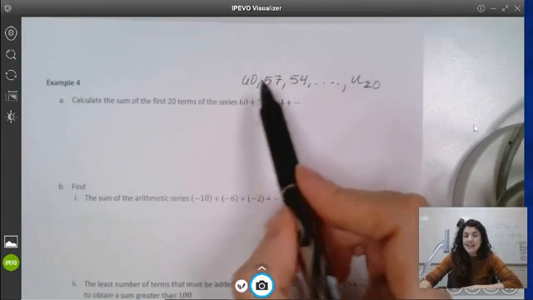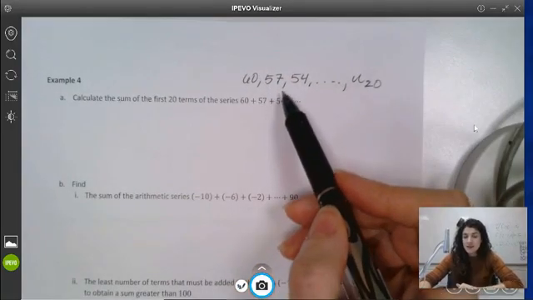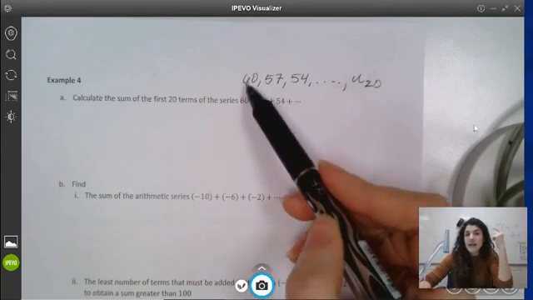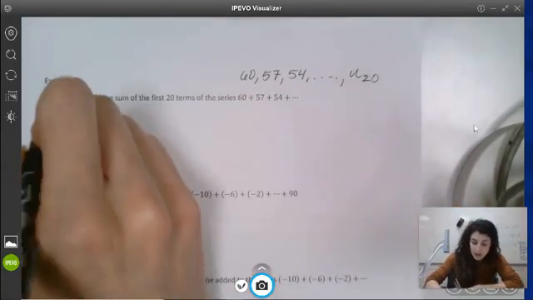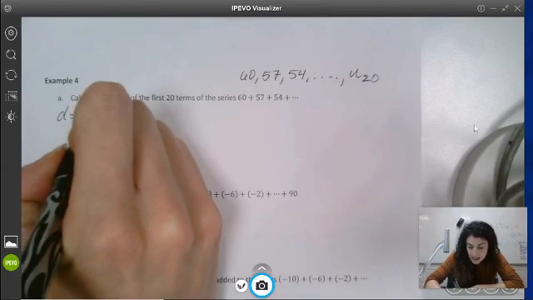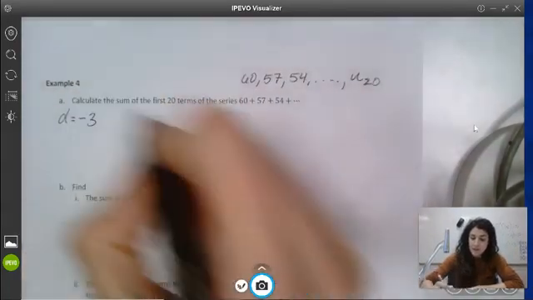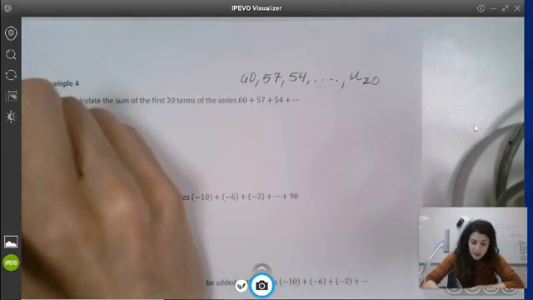We can notice here that it is an arithmetic sequence because there's a common difference every single time. We are subtracting 3 every single time, which means that our common difference is -3. When we're adding, it's going to be positive. When we're subtracting, it's going to be negative. This is the plan part of our stage.